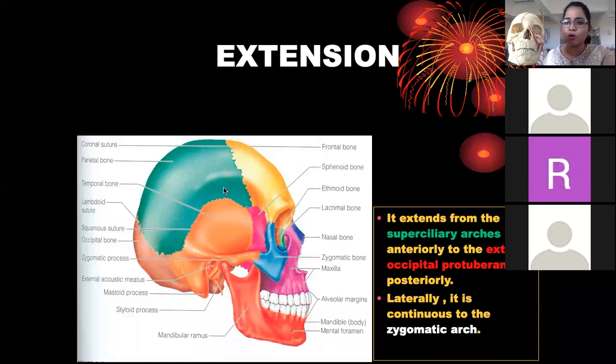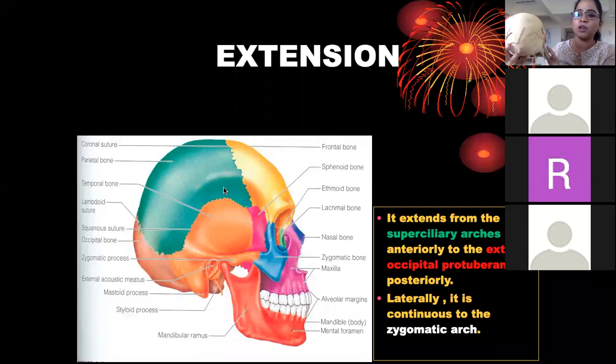Please note down because these words are very difficult to understand. I will send you the PPT as well, but you have to write down. Superciliary arches: super means above, ciliary means eyebrow. The bone which is arching. From there it starts, anteriorly, to the occipital protuberance on the posterior side.